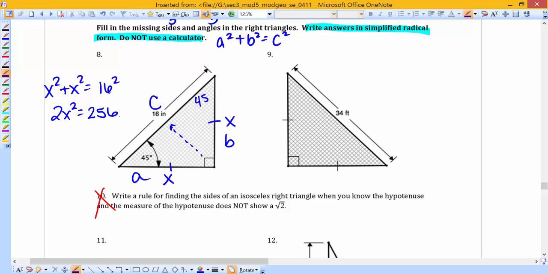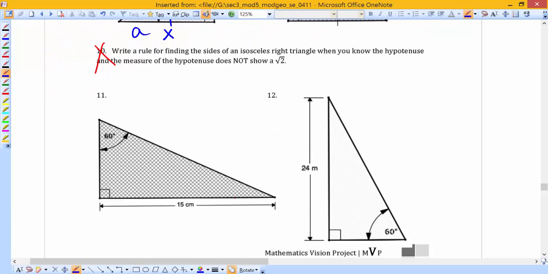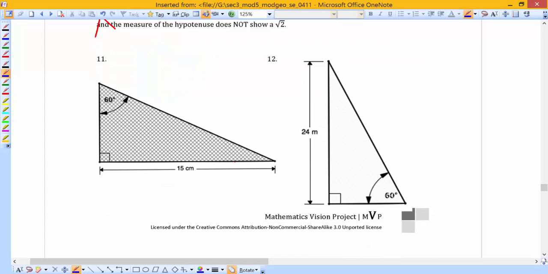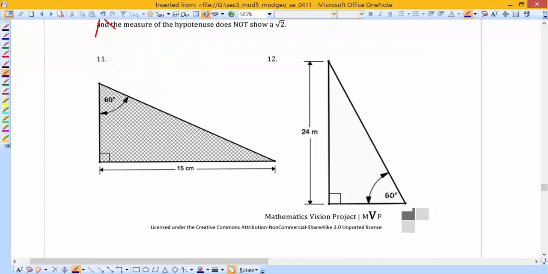256. And then you guys can finish. Same thing in number 9. I'm not worried about you guys doing 10. Number 11, you guys are actually going to have to go through and use SOHCAHTOA. So 10. I was lost. Okay. On number 11 and 12, SOHCAHTOA would be the easiest thing to use here.